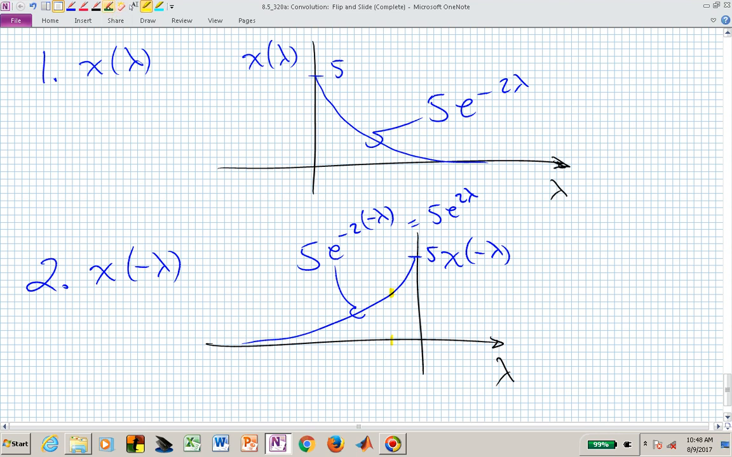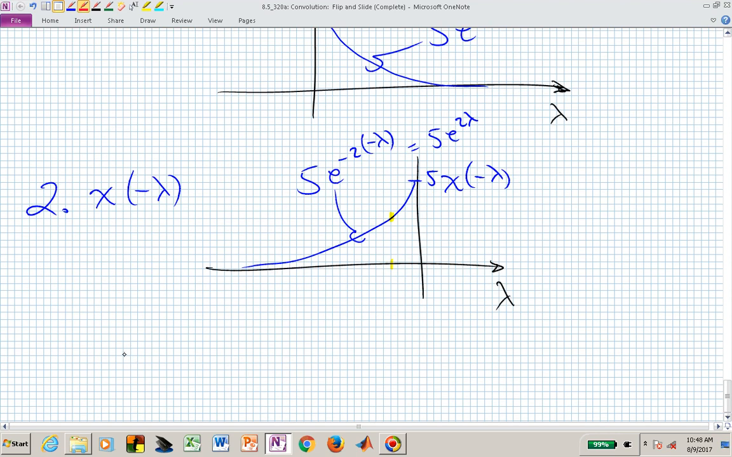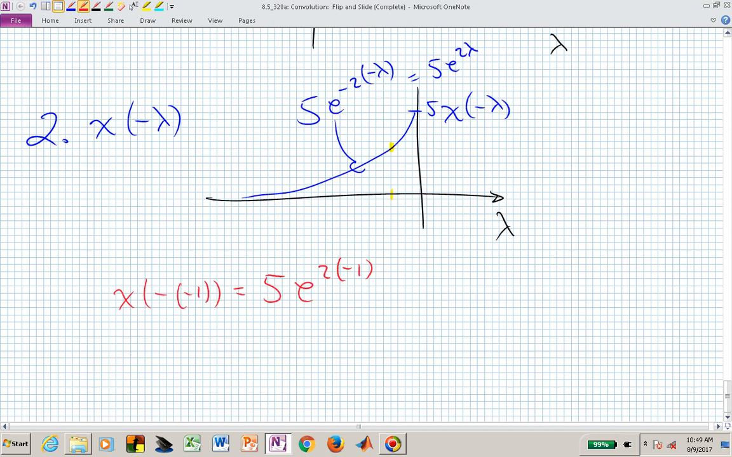Meaning, if you looked at a value of x of minus lambda, evaluating that at lambda equal to minus 1, then in fact that's 5e to the 2 minus 1, or you could say this is x of 1. Well, x of 1, when our functional form was 5e to the minus 2 lambda, gives exactly the same result, and that's what we would have had right there. So there's a check on our picture.